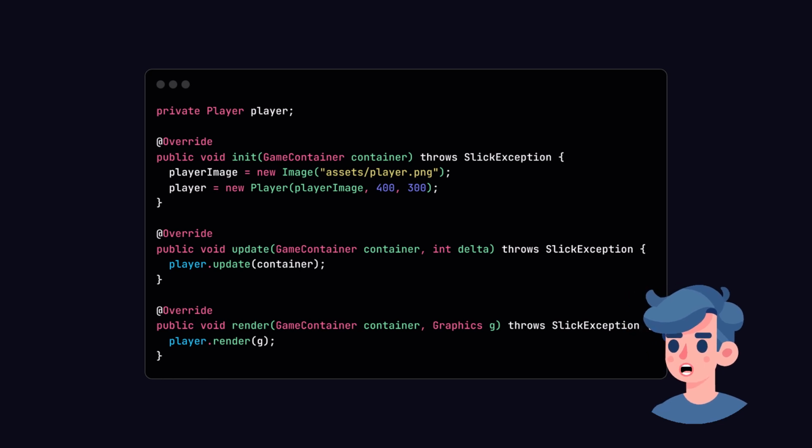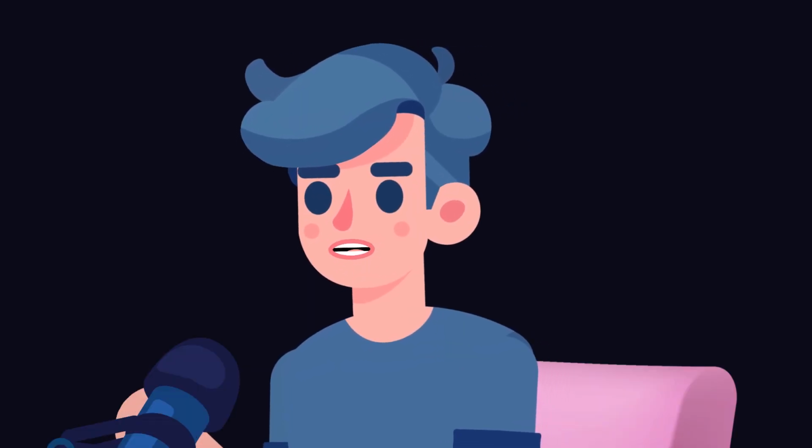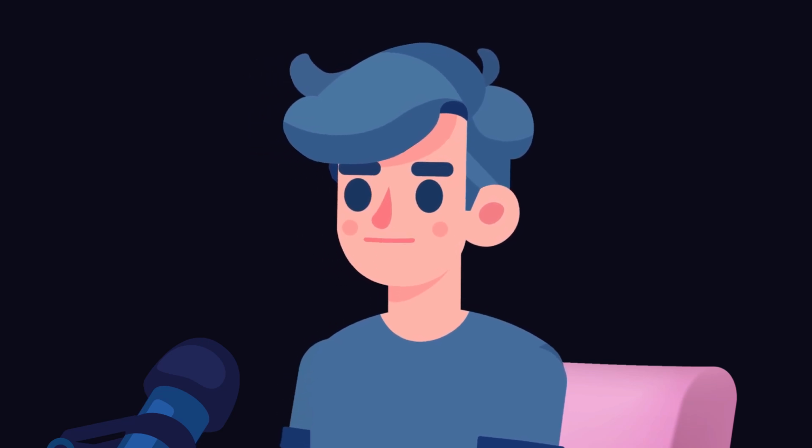Now, we need to create an instance of our player class in the main class and update and render it in the game loop. Let's modify our main class as follows. Now we can run our game, and you should see the player image on the screen and be able to move it using the arrow keys.